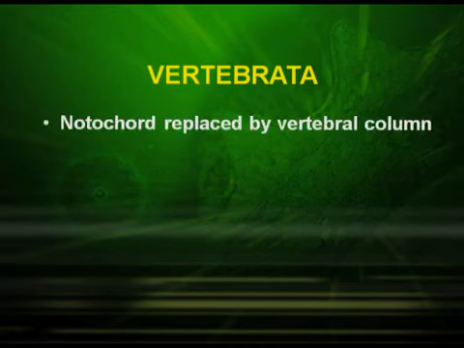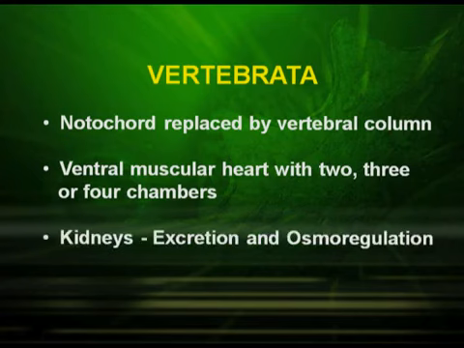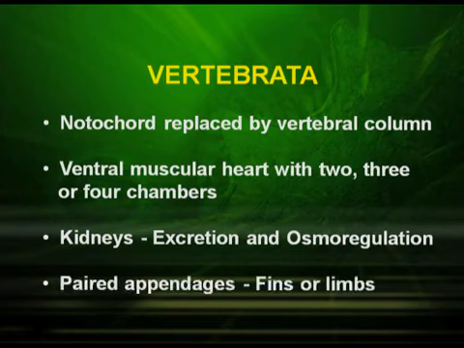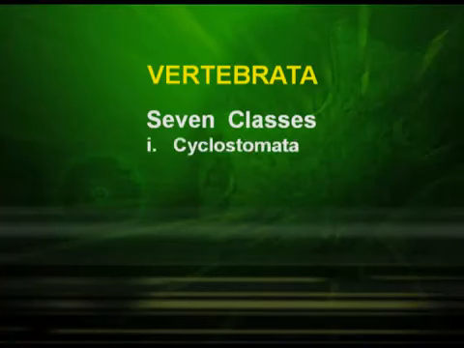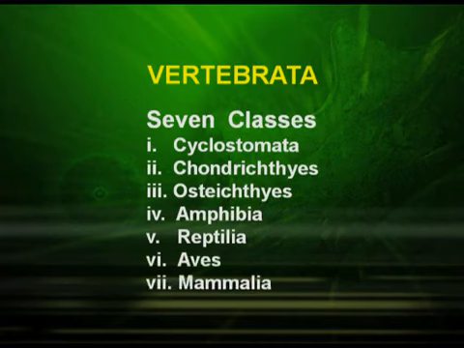The characteristics which are exhibited by the Vertebrata are: their notochord is replaced by vertebral column. They have a ventral muscular heart which may be 2, 3 or 4 chambered. Kidneys are present, which is meant for excretion and osmoregulation of the body. They have paired appendages which are fins or limbs. They include 7 classes. They are Cyclostomata, Chondrichthyes, Osteichthyes, Amphibia, Reptilia, Aves and Mammalia.